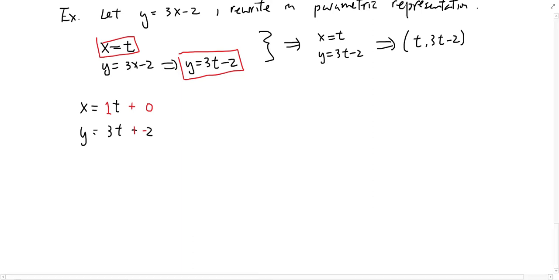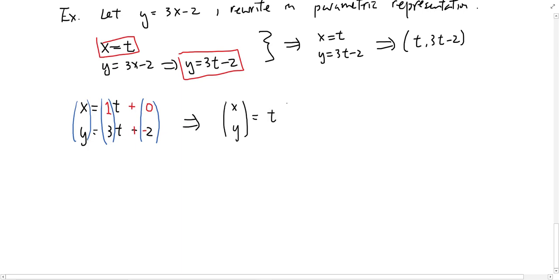And now to actually write them into vector form, all I'm going to do is group these two numbers together and these two numbers together, and voila. Oh, actually, I'm also going to group the x and y together, and voila, I can now put it into vector parametric representation. Vector xy is equal to t multiplied by the vector 1, 3 plus the vector 0, negative 2.